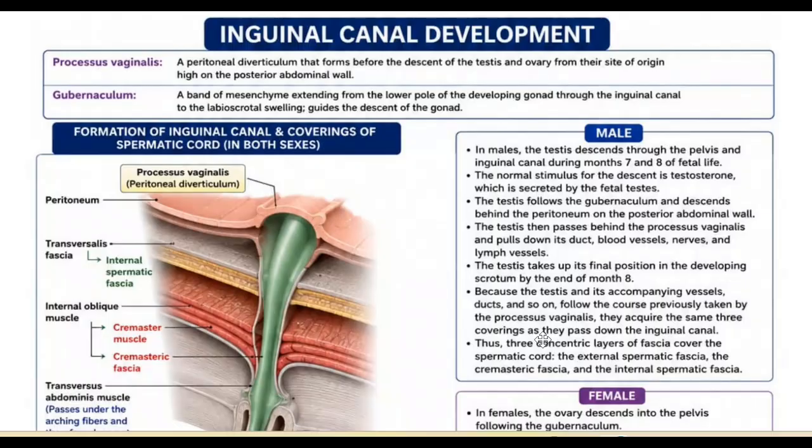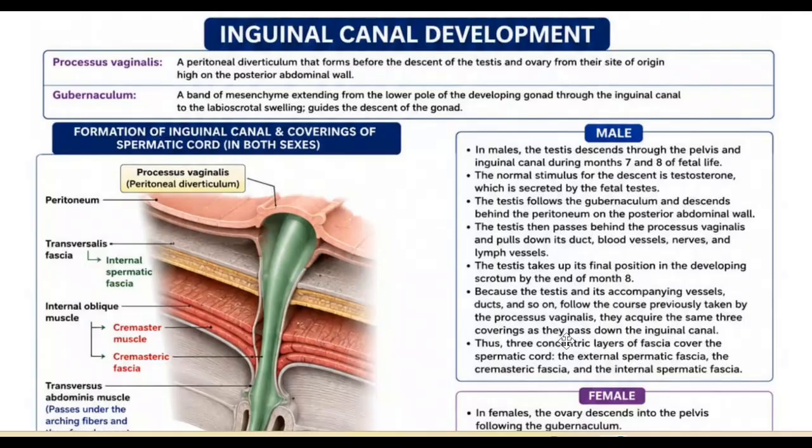Now what is the final position of the testes? By the end of month 8, the testes reach the scrotum. Now what is the fate of the processus vaginalis? After the descent, most of it closes and only the distal end remains, and this remaining sac becomes the tunica vaginalis. The remaining part of the processus vaginalis after some of it is obliterated is called the tunica vaginalis. It surrounds the anterior and lateral aspects of the testes, and provides a lubricated space that allows the testes to move freely within the scrotum.